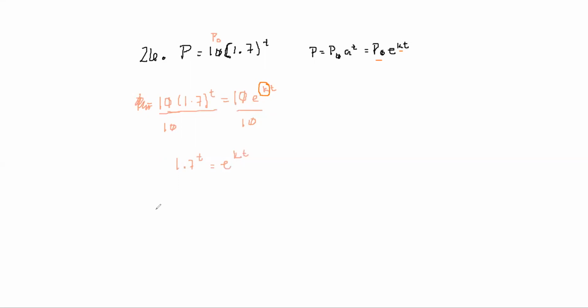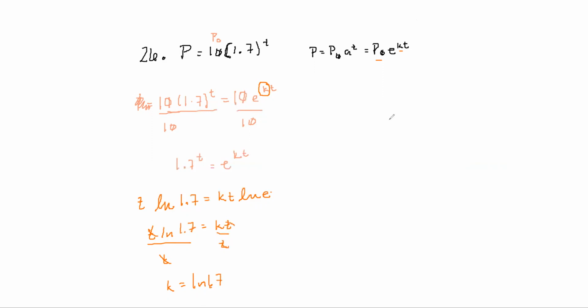So we're going to do as we were doing earlier. We're just going to take the natural log of both sides. So we're going to end up with t natural log of 1.7 is equal to kt natural log of e. So this is t natural log 1.7 is equal to kt, because natural log of e is equal to 1. I'm going to divide both sides by t. So I know that k is equal to the natural log of 1.7.